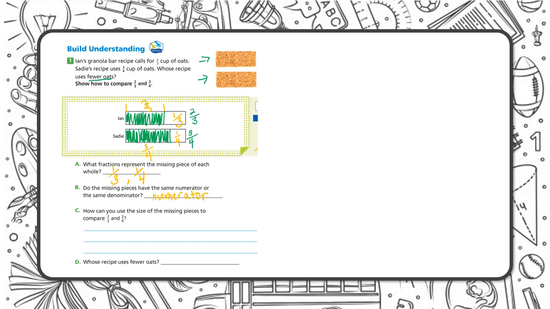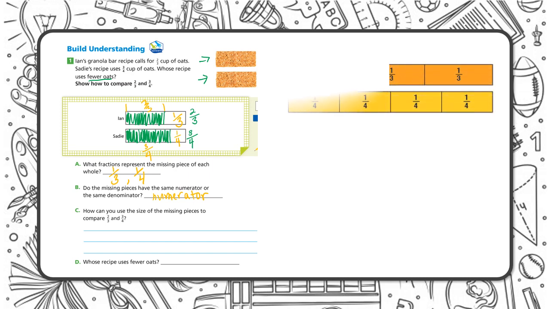How can you use the size of the missing pieces to compare 2/3 and 3/4? Well, let's take a look. On the side we have our same bar model, and I've broken the first one up into thirds and the second one up into fourths. I'm going to circle, or highlight, our missing piece.